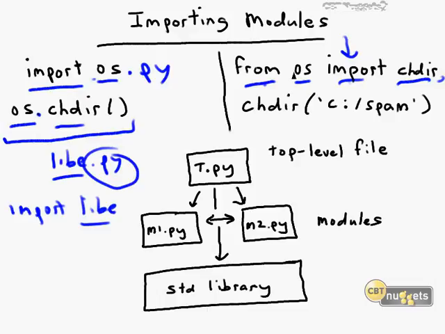One neat thing about this syntax, besides the increased memory efficiency, is that you can then call those functions without qualification. That is to say, if we did from OS import chdir, we can then invoke that function just by saying chdir and then passing in our argument, you see.